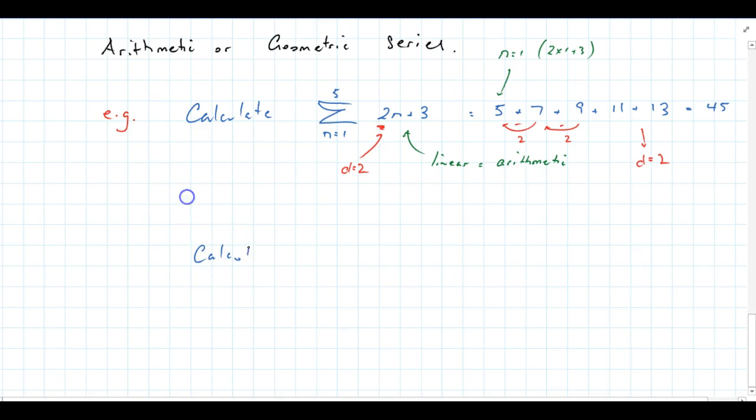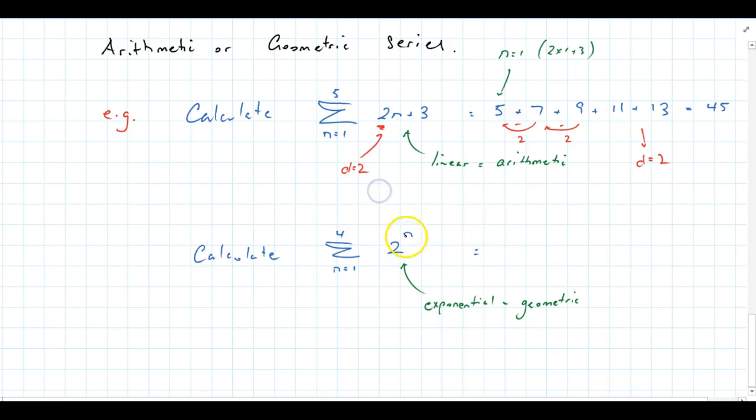I want to do a geometric, so I'm going to do n equals 1 to 4. Now a geometric looks like this, 2 to the power of n. Let's just go with 2 to the power of n. So where a linear expression gives us arithmetic, an exponential expression, which is what we've got there, we've got n in the power, it's an exponential expression, that's going to equal a geometric series. Let's look at how this works.